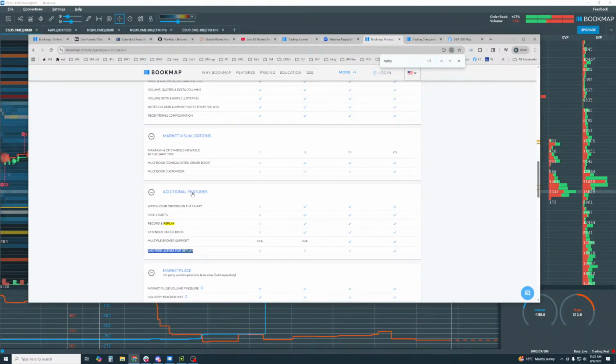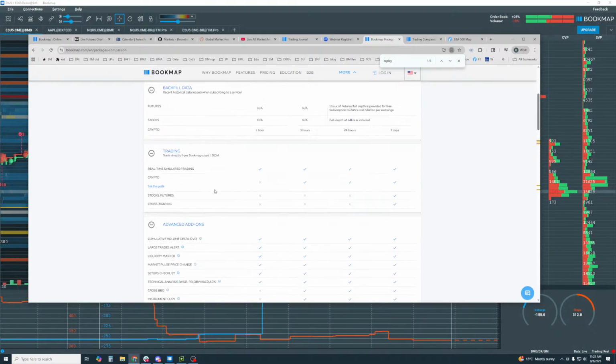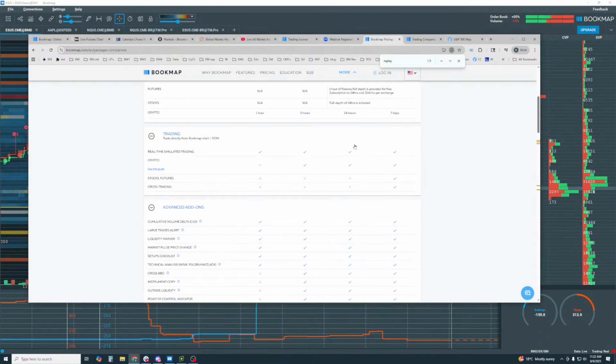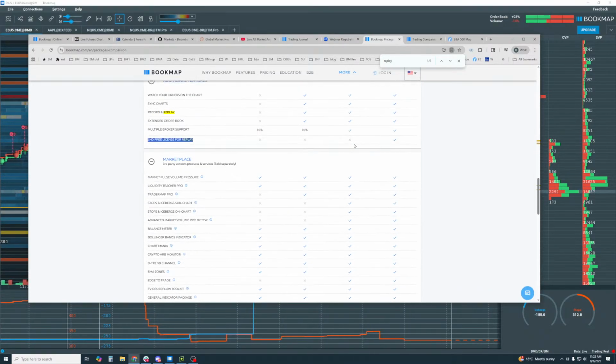Right here. Okay, additional features here. It's pretty far down the list, but Global Plus compared to Global: right here, second license for replay. Global does not have it. Global Plus does.